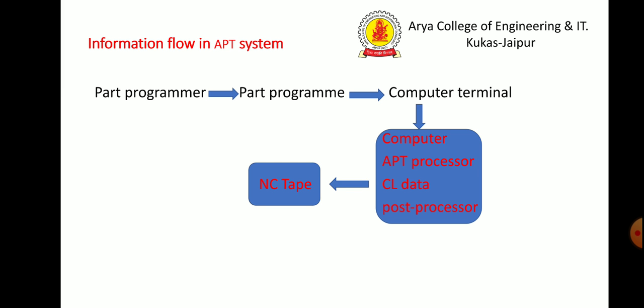This data is then normally passed on to an APT post processor which produces an NC tape for a specific machine tool. Thus, the post processor is a machine tool dependent program and converts the generalized CL data into specific NC code. The flow chart for NC and an APT system is shown in this figure.